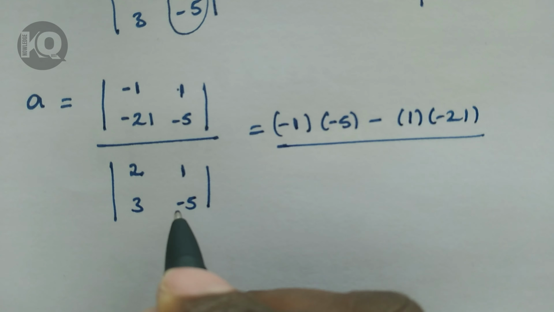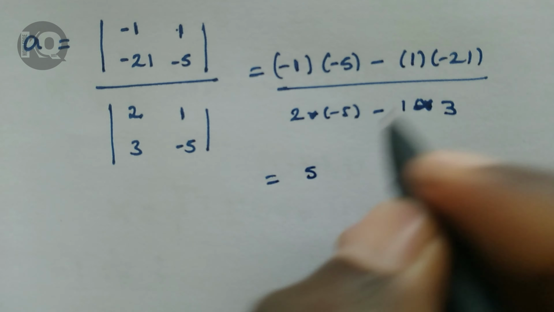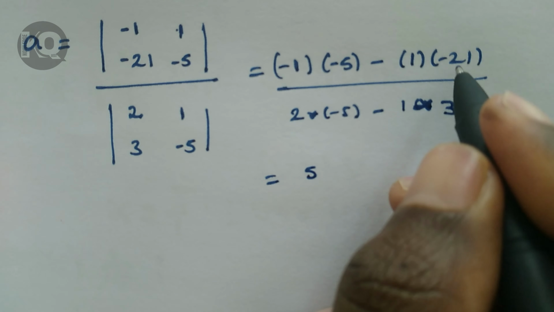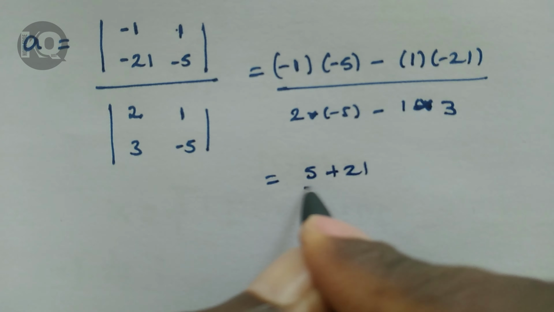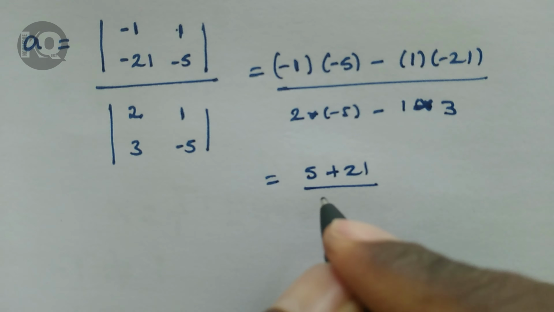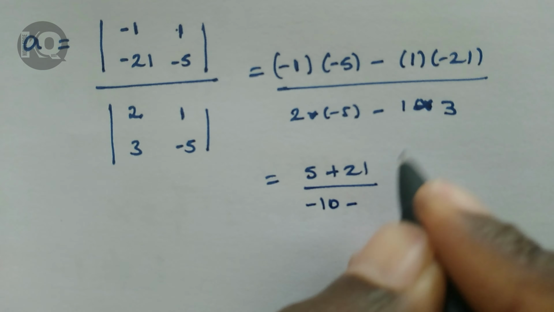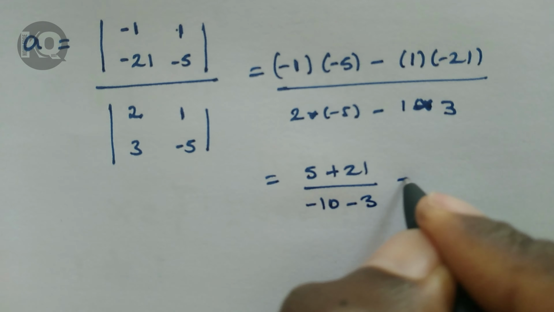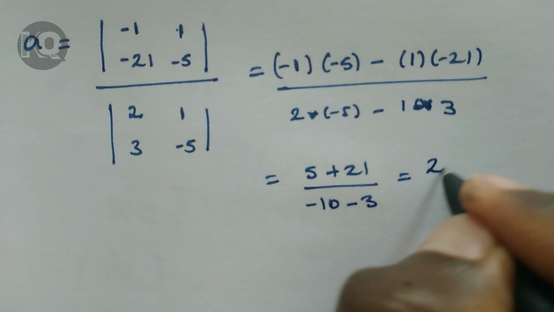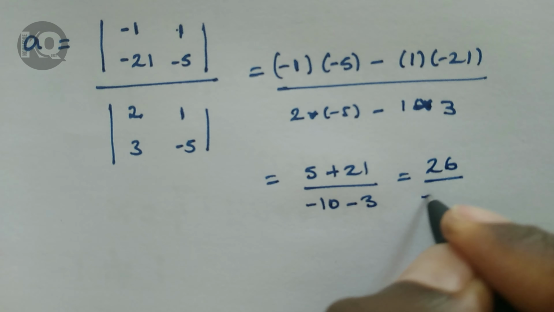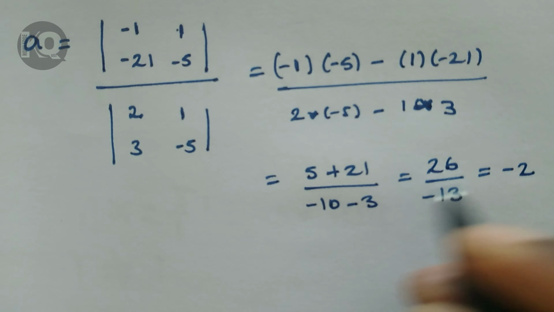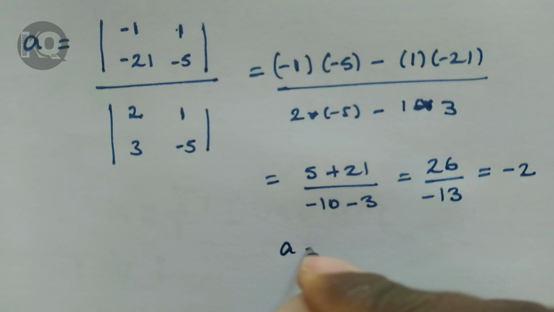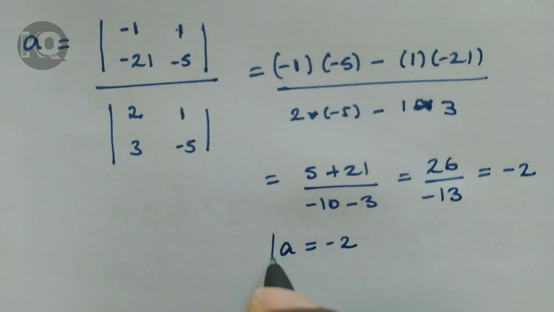So minus 1 times minus 5 is 5, minus 1 times minus 21 is 21, so plus 21, divided by 2 times minus 5, that's minus 10, minus 1 times 3, minus 3. This will be 26 divided by minus 13, and finally we have minus 2. So a will be minus 2.